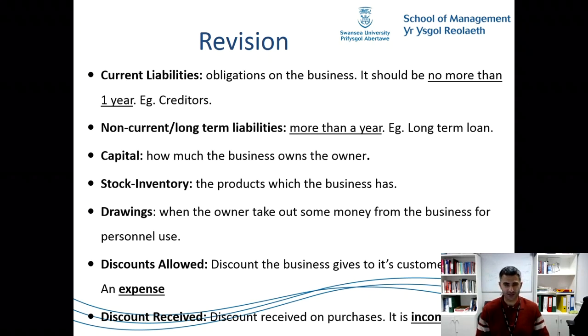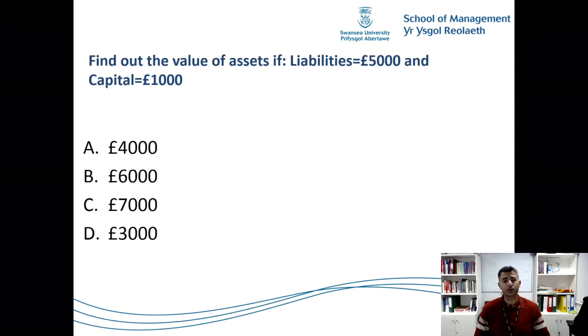Now, in terms of some revision, so what do you think of this? If we look at this, find out the value of assets if liability is 5,000 and capital or equity 1,000. So what you need to do here, you need to apply the accounting equation, which is assets minus liabilities equal equity, or assets equal liabilities plus equity or capital. So if you apply the equation, of course, this is a math, so you'll find out the answer is 6,000.